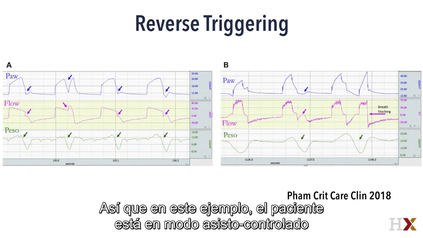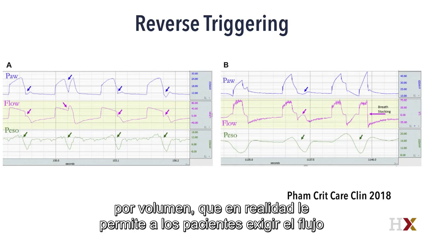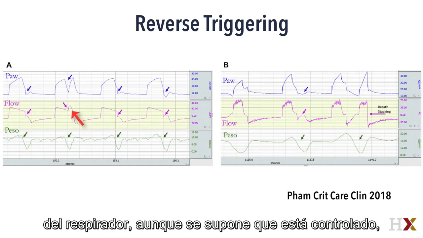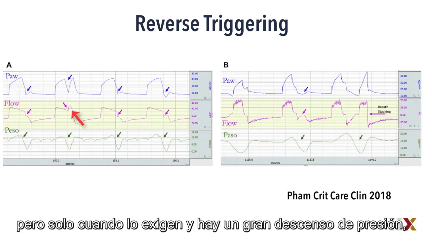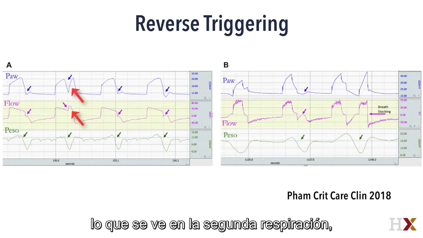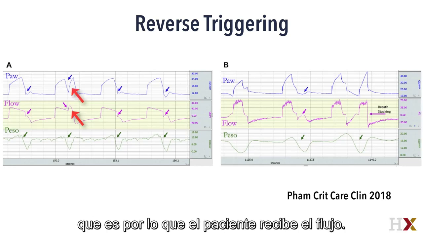So in this example, the patient is on a volume assist control mode that actually allows the patients to pull flow from the ventilator, even though it's supposed to be controlled, but only when they demand and have a huge drop in pressure, which you can see in the second breath, which is why flow is delivered to the patient.